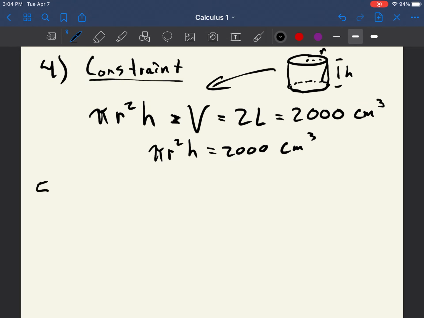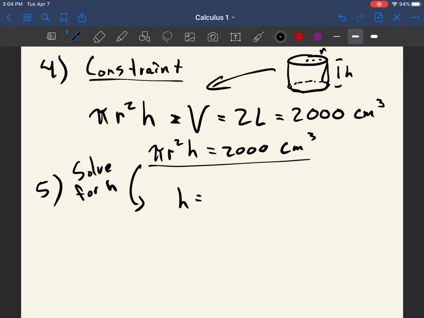So we have step number 5. So I'm going to rewrite my constraint. I'm going to rewrite this equation right here. I'm going to solve for one of these two variables, r or h. Maybe I'll solve for h just because it looks easiest. So if I solve for h, I'm going to get h equals 2000 over pi r squared. Okay, so that's what I get when I solve for h.